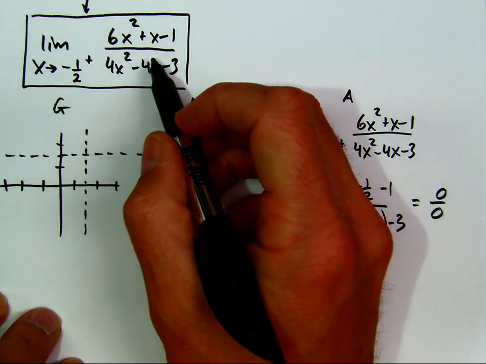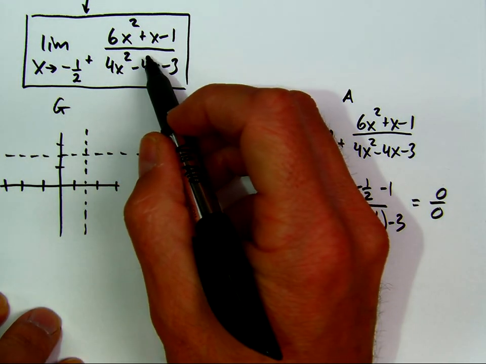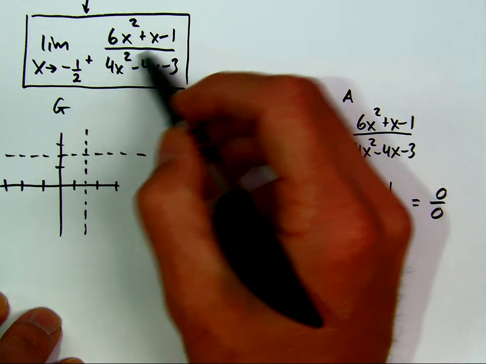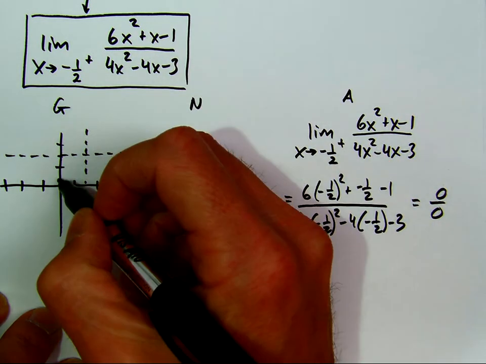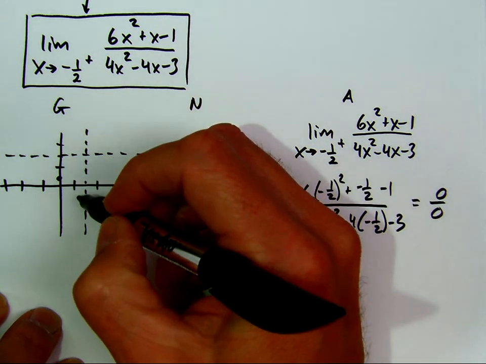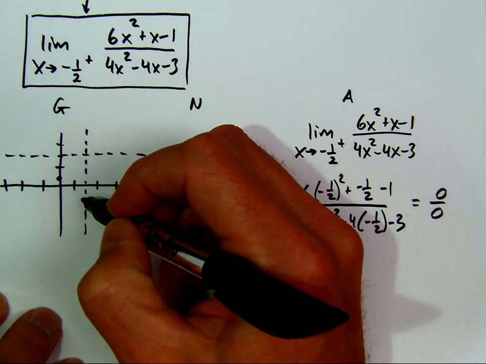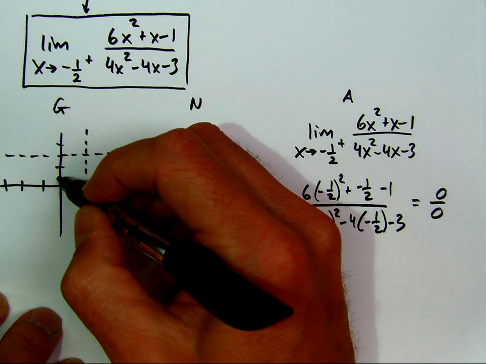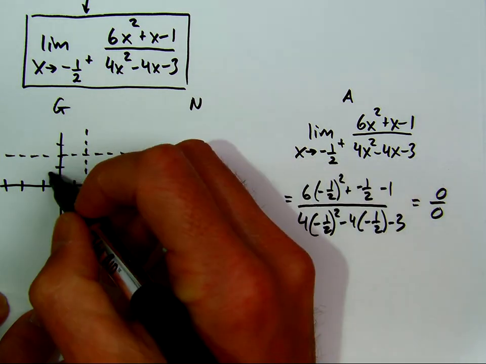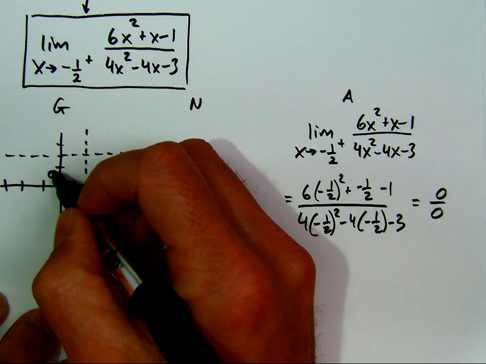So if we have the y-intercept, that's when x is 0, so that's going to be at 1/3. We have a y-intercept at 1/3, and the graph is going like this. At negative 1/2, somewhere around here, there'll be an open circle.